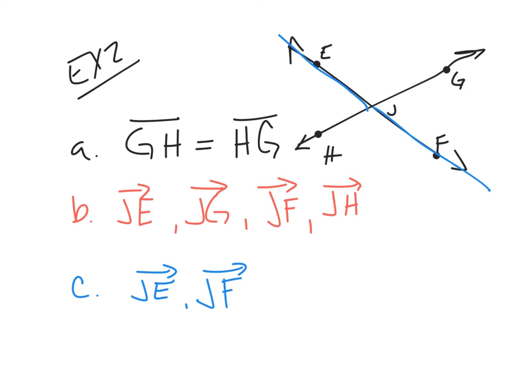You got to get used to the terms. So it takes practice. Don't worry. So then, what's another set of opposite rays? JG and then JH. Very good. Yeah, you got it.